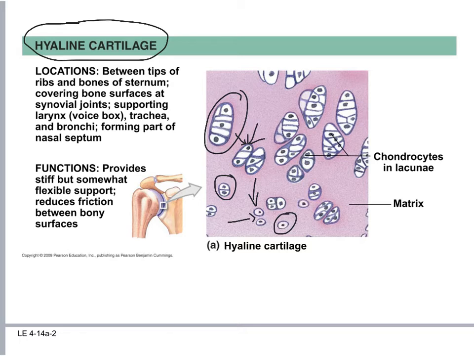We call those cells chondrocytes. So anytime you see the word chondro, C-H-O-N-D, it's always talking about cartilage. So chondrocytes are those distinct looking cells that you find in cartilage.